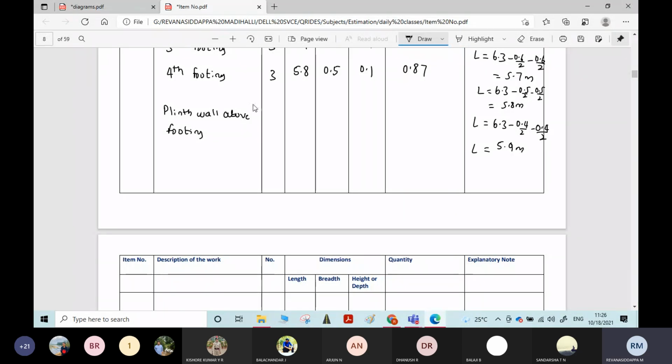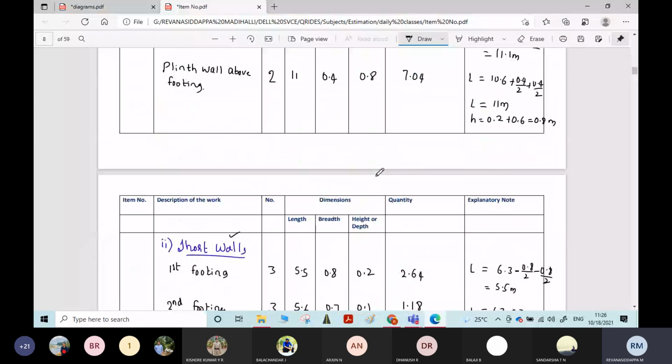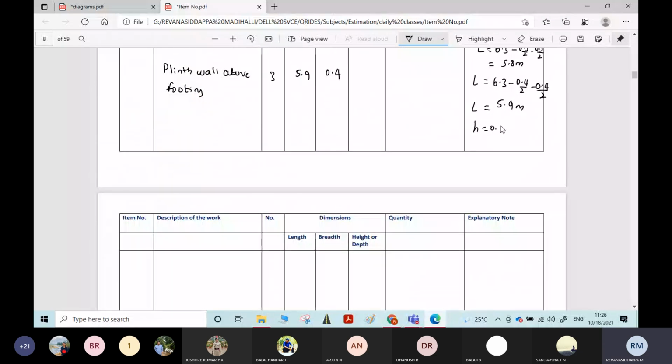3 numbers, 5.9 meter, and width is 0.4 meter. Height is similar to the previous calculation, 0.8 meter. 0.2 plus 0.6, which is equal to 0.8 meter.